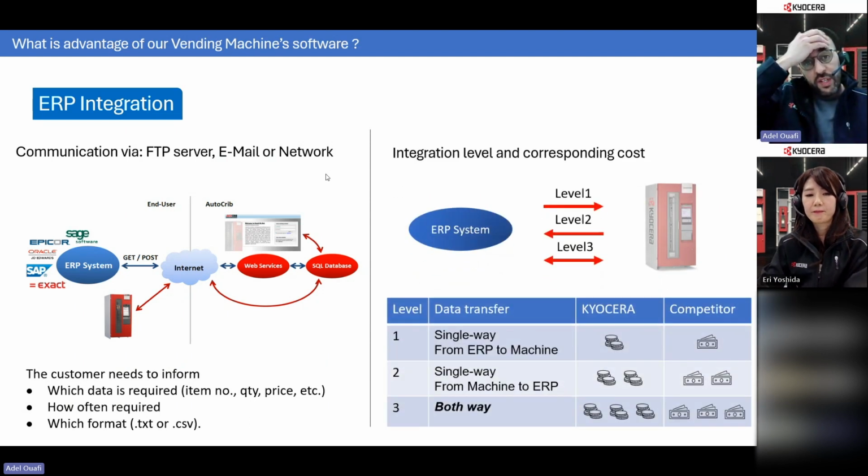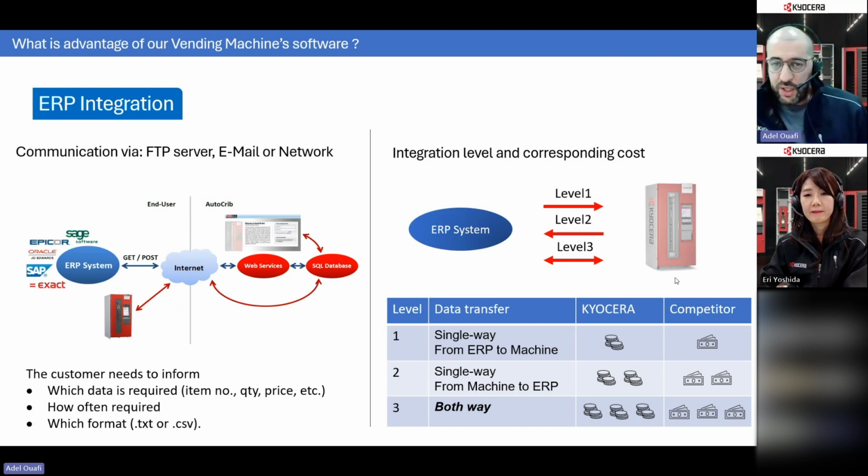Then here you can see the integration level, and the corresponding cost. We see that there are 3 levels. Level 1 is a single way, from the ERP to our software. The data transferred from ERP to our software could be, as an example, if you imagine you are working on your SAP and you create a new item in your database, that data will be directly exported to the software, and the software will read it and create it as a new item directly on the vending machine software.